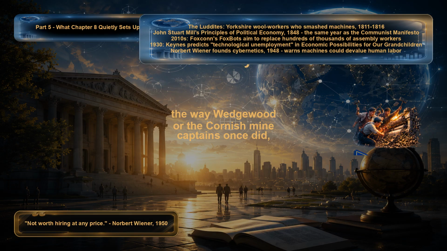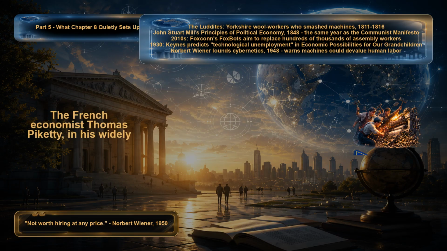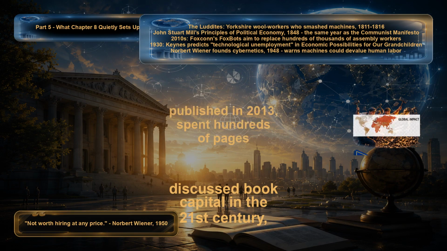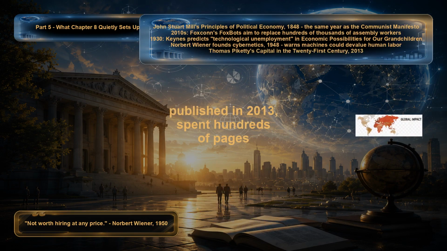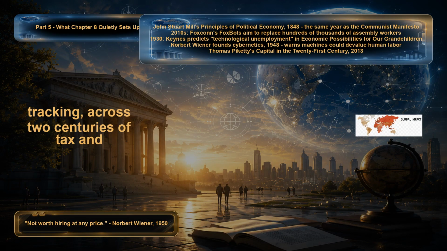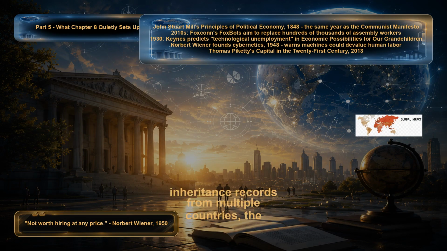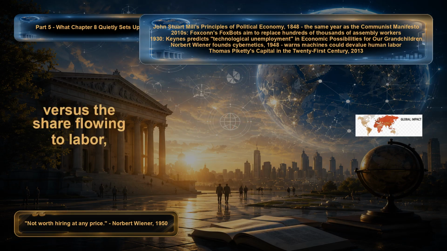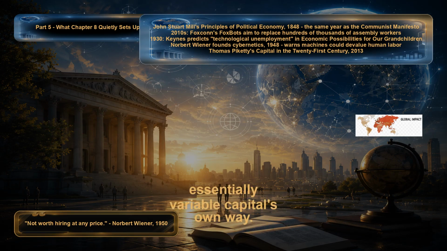Has anyone recently tried to actually measure this split, the way Wedgwood or the Cornish mine captains once did, but across an entire modern economy? The French economist Thomas Piketty, in his widely discussed book Capital in the 21st Century, published in 2013, spent hundreds of pages doing something that rhymes closely with this chapter: tracking, across 2 centuries of tax and inheritance records from multiple countries, the share of total national income flowing to capital, essentially Marx's constant capital returns, versus the share flowing to labor, essentially variable capital's own wage.